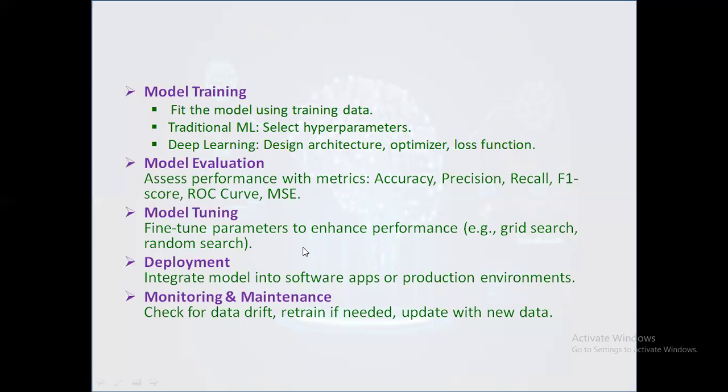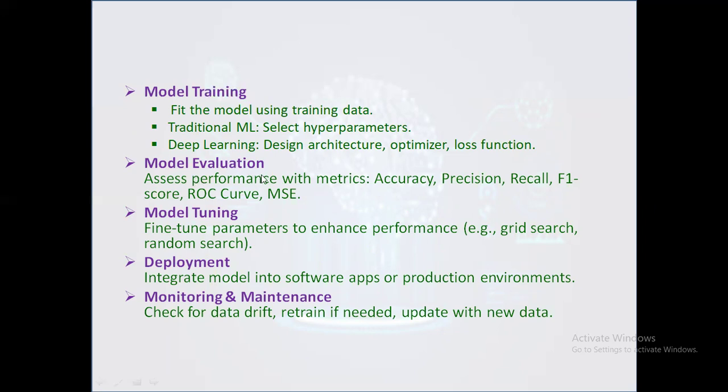In deep learning, the model building is more complex. One must define the architecture layer by layer, specify input and output dimensions, and choose optimizers and loss functions. Training such models can take longer due to their complexity. Next, model training. Once the model is defined, it is trained using the prepared data set. The algorithm iteratively updates its parameters to reduce error and improve accuracy.